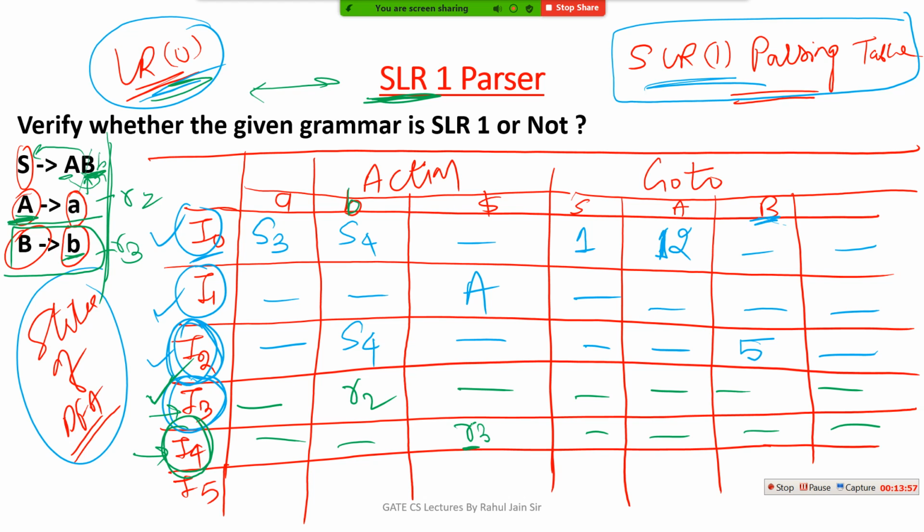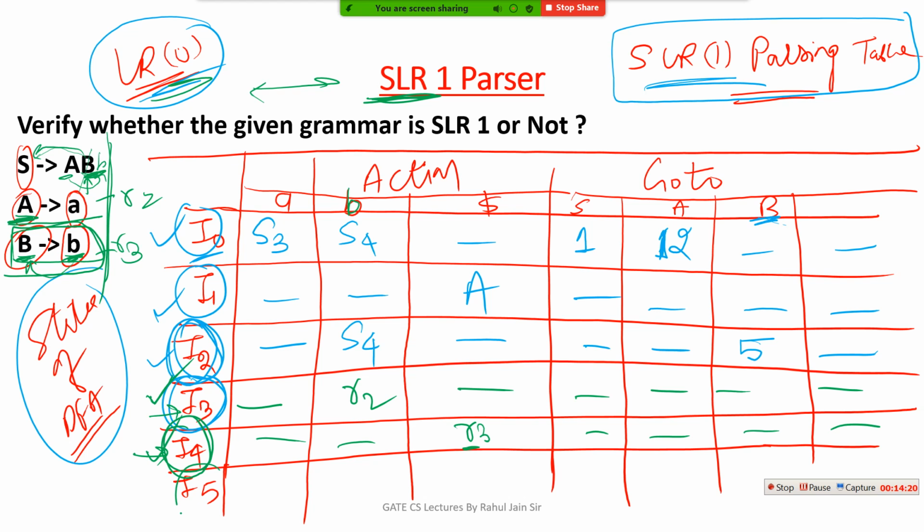Why do I reduce it on the dollar? Because I4 is reducing this equation, that is B, and this terminal B is reducing. So I need to check the follow of the left side of it. What is the follow of B? Follow of B is follow of S. Follow of S is dollar. So I reduce it on the dollar.